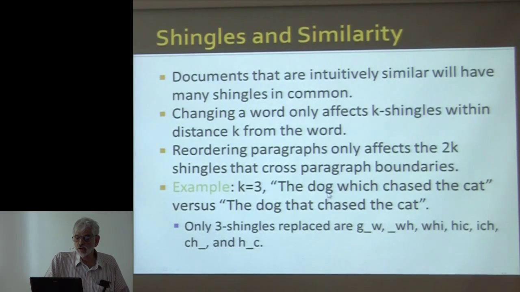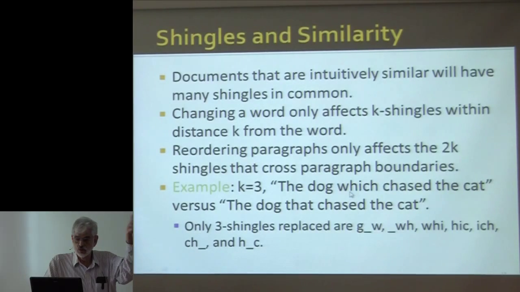But look at which, and now in this case K is 3. Which shingles in the original don't appear in the new one? Well, it's got to at least touch which. So the first one would be G blank W. White space characters, by the way, typically count.